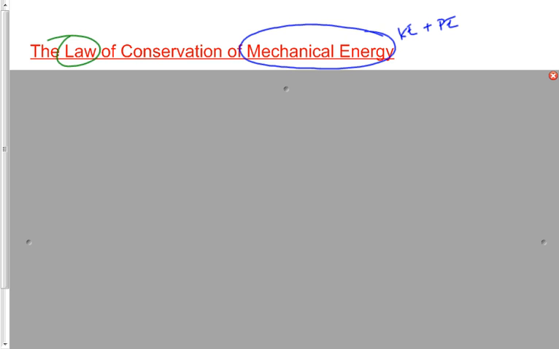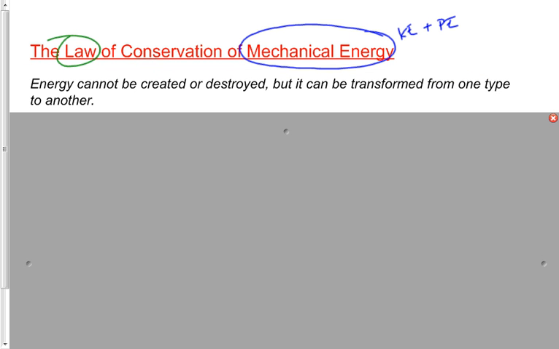If we account for everything, all the types of energy that exist within a system, then that total energy will always stay the same, even when something's happened. We've gone down a hill. Look, we gained kinetic energy when we went down a hill, but we lost potential energy. The total amount of energy stayed the same. Energy can't be created. It can't be destroyed. It can be transformed from one type to another.